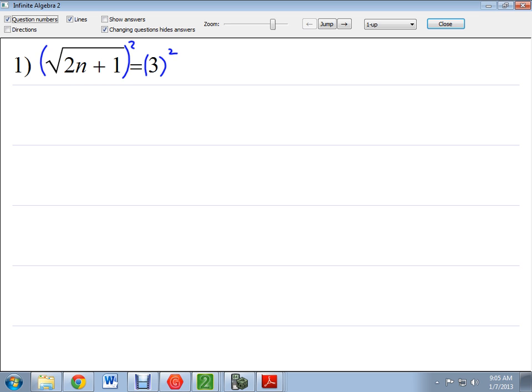Alright, so I square this, and that'll get me 2n plus 1 is equal to 9. Now this is an extremely easy equation to solve. We solved them 100 times. 8 is equal to 2n, therefore n is equal to 4.